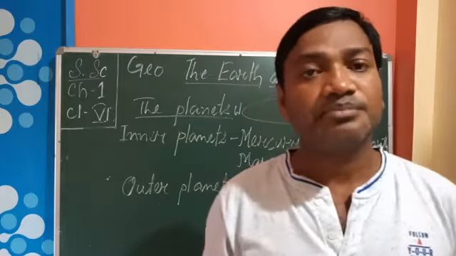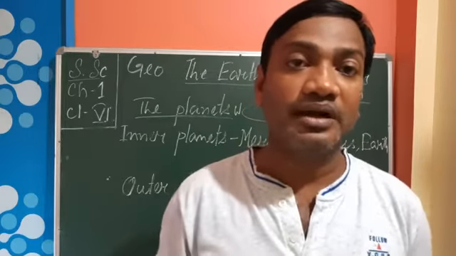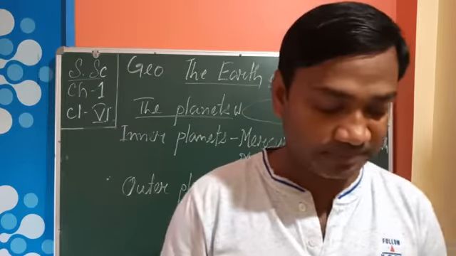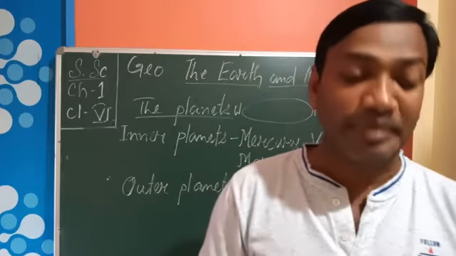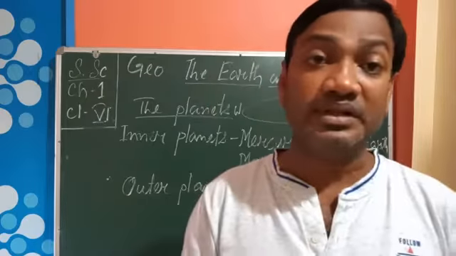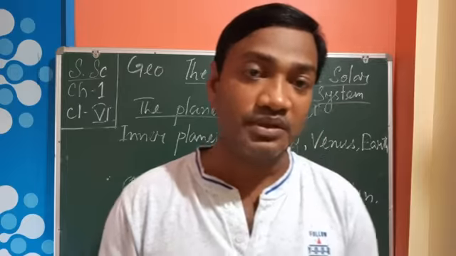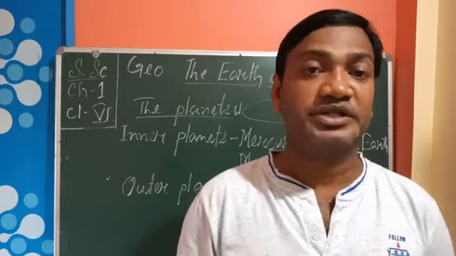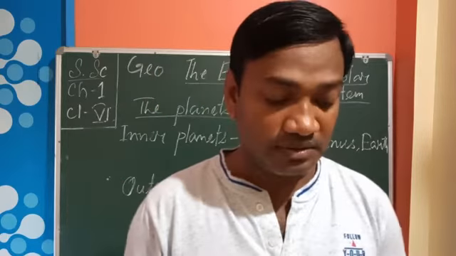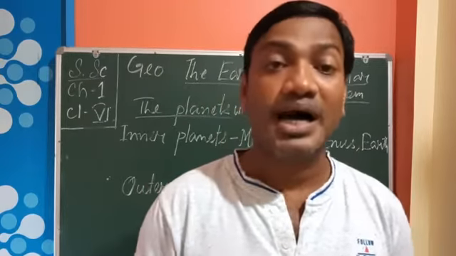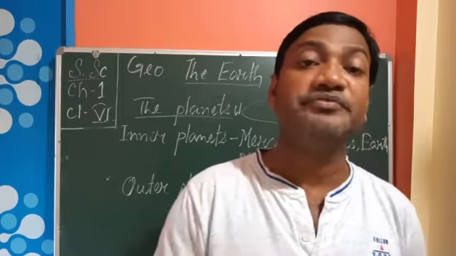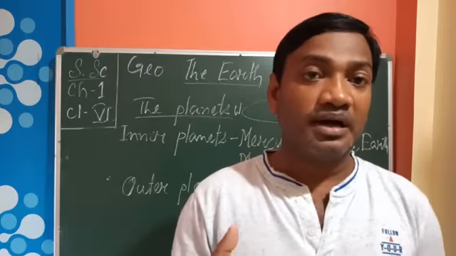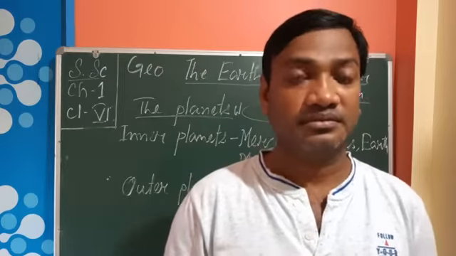Now students, let us come to know about our planet. And our planet, we know it is Earth. The Earth is the third planet from the sun and the fifth largest in the solar system. That means if we see, Earth is the third planet from the sun. First is Mercury, then Venus, then Earth. So Earth is the third planet and it is the fifth largest. That means among 8 planets, Earth is the fifth largest in the solar system.